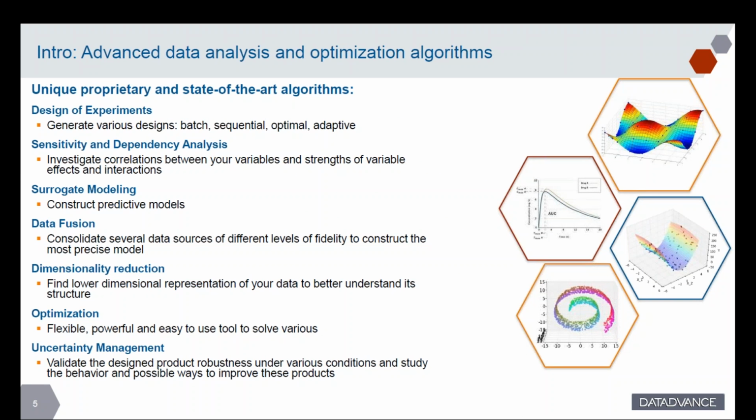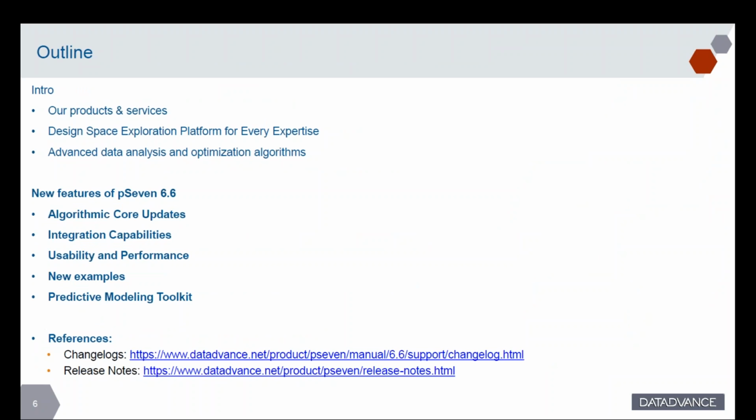As already mentioned, pSeven Platform contains the full version of pSeven Core, formerly known as Macros. So it provides all its advanced data analysis and optimization methods, which include, among others, design of experiments, sensitivity and dependency analysis, surrogate modeling, data fusion, dimensionality reduction, design optimization, of course, and uncertainty management. Actually, explaining all these methods is not the point of today's session. Today I'm going to focus on the new features of pSeven Platform 6.6.